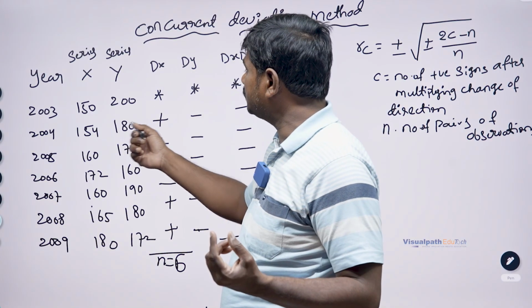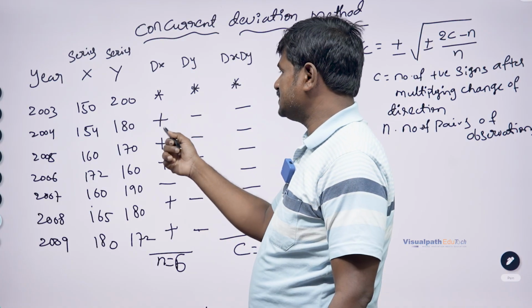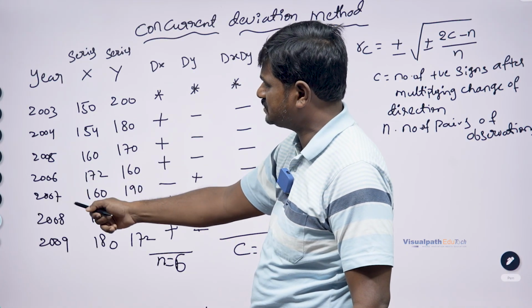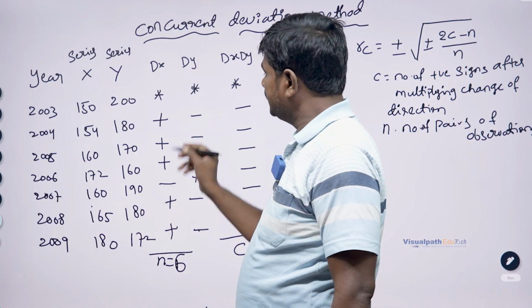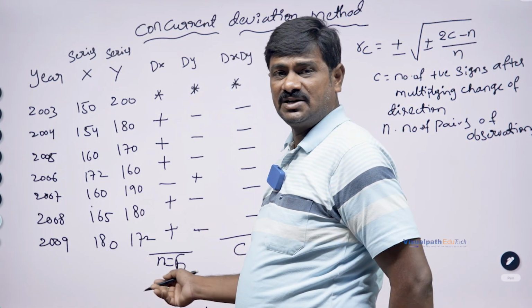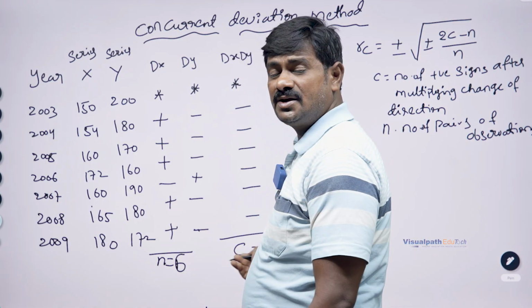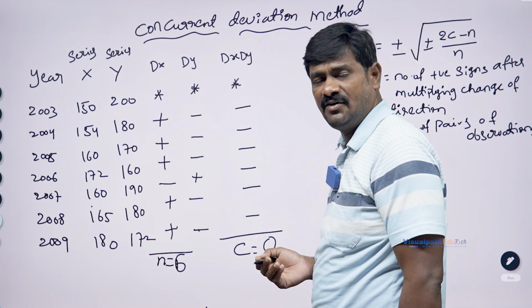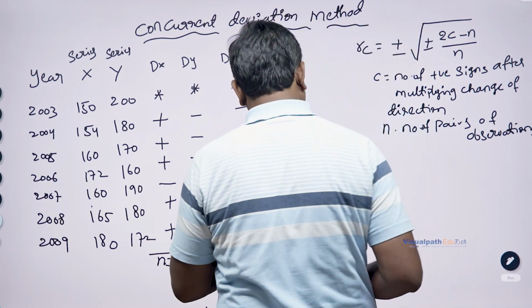We only compared from 2004, from 3 to 4, that is plus, meaning increased, 3 to 4, 4 to 5, 5 to 6, 6 to 7, 7 to 8 and 8 to 9. Six times we compared, so N is equal to 6. C is equal to 0, because after multiplying dx and dy there are no positive signs.